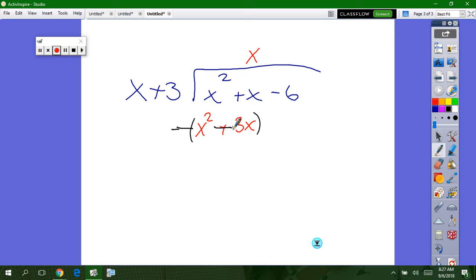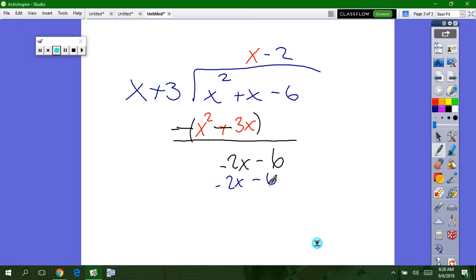Yes, yes, yes? Okay. X squared minus x squared is 0. X minus 3x is negative 2x. Minus 6. Okay? Everybody with me there? How does x become negative 2x? Times it by negative 2. Negative 2 times x is negative 2x, minus 6.